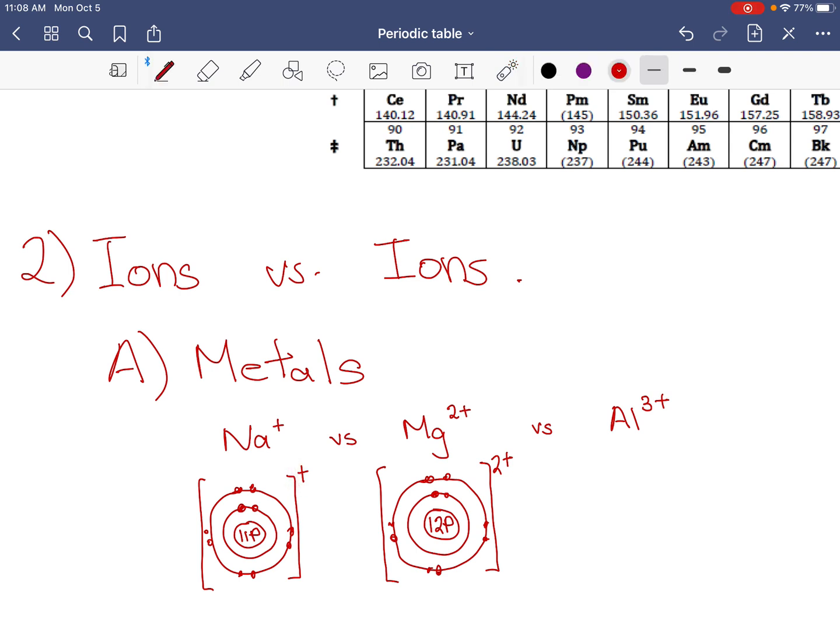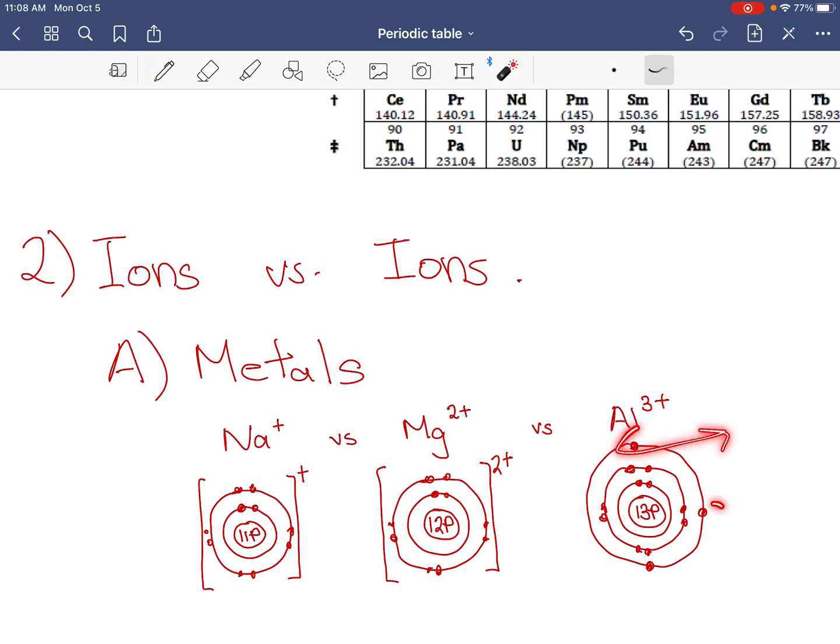Okay, aluminum. This is 13 protons, 2 electrons on the first shell, 8 electrons on the second shell, and 3 electrons on the third shell. How do you make aluminum happy? Of course, get rid of these 3. That's the easiest way to make it look like the nearest noble gas. So let's get rid of them. There you go. This is going to be 3 plus because we got rid of 3 electrons.